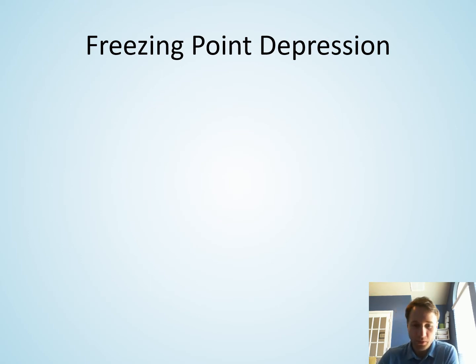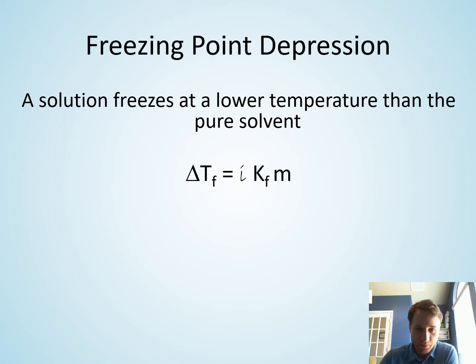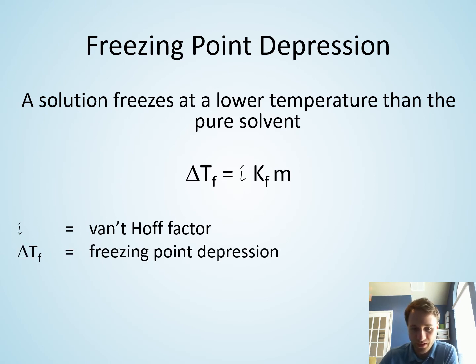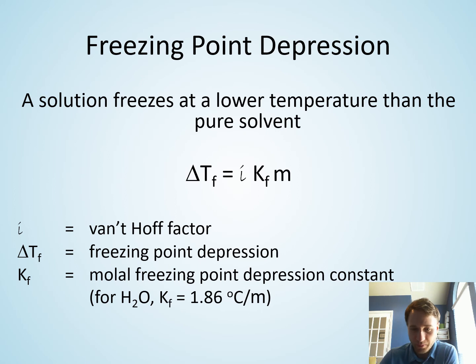And so for freezing point depression, it has a very similar type of equation as the boiling point elevation. The change in your freezing point is related to the Van't Hoff factor, the freezing point depression constant, and the molality. The only difference between the freezing point depression and boiling point elevation equations is just the constant that's used, which again is unique for a given solvent. The values given here are for water in particular, but if we used a different solvent like ethanol, they would have different values for Kb and Kf.